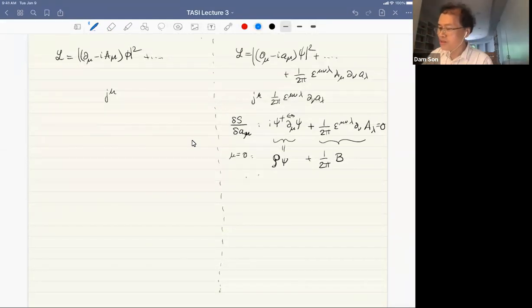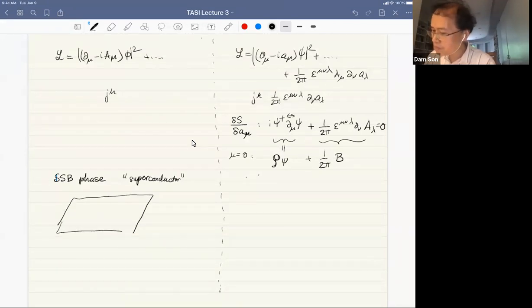I think I could do this as well, but let's do the following exercise. Let's consider here the spontaneous symmetry broken phase. This is like a superconductor now, because we couple it to A mu, so roughly speaking that's a superconductor. So we know that if you have a superconductor and we put it in a magnetic field, it will create vortices.